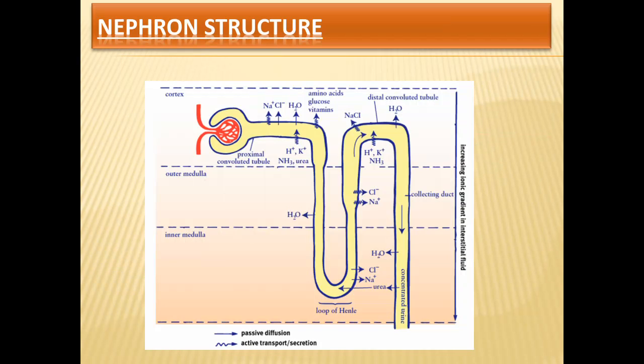So the first part we have is the proximal convoluted tubule. Why do we call it proximal? Because it is close to the Bowman's capsule. And convoluted means it is a highly folded structure that helps to increase the overall length of the tubule in a small space.